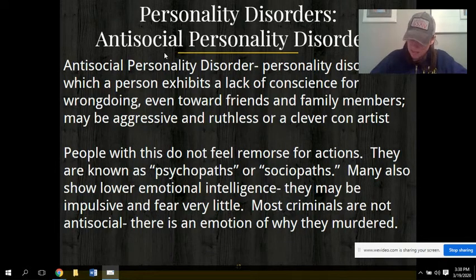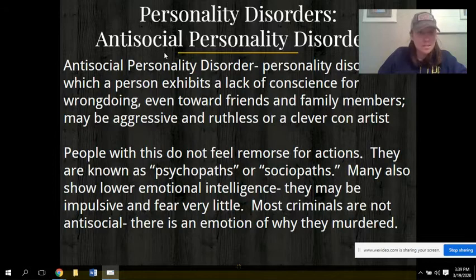All right, so let's write this one down. Antisocial personality disorder in which a person exhibits a lack of conscience for wrongdoing, whatever that wrongdoing is, murder, rape, stealing, whatever, even toward friends and family. I always forget how to spell conscience because it's not spelled like you say it.